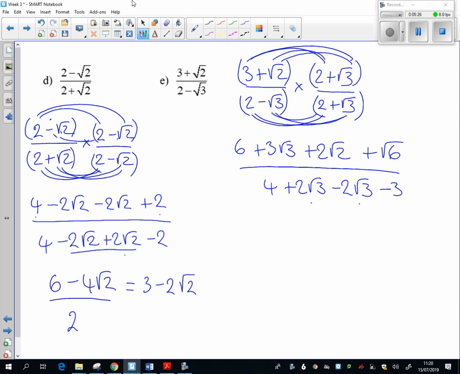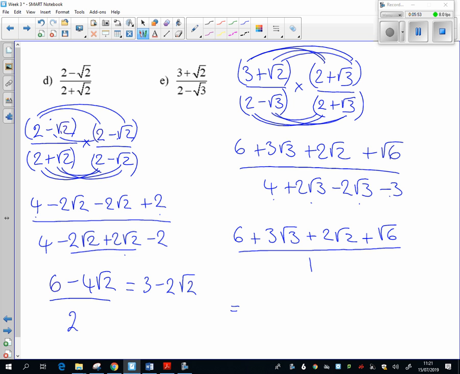And actually, that numerator doesn't simplify. It looks like it should, but none of those are like terms. The root 3, the root 2, the root 6, and the integer are all completely separate. I can't simplify the root 6, so it looks like there should be something I can do there, but that is fully simplified. Denominator is just going to simplify to 4, take away 3, so 1.